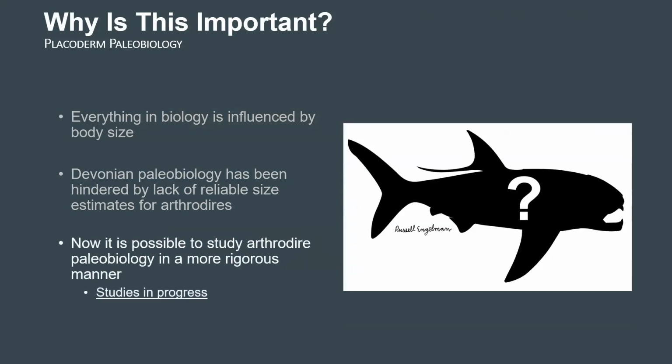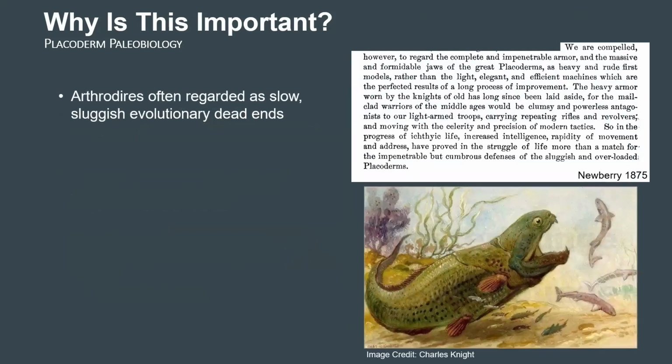And there's actually several studies hopefully building on this research that will be published in the coming years. Another thing is that Arthrodires often get this reputation of being slow, sluggish evolutionary dead ends. This is often due to the fact that they're very old, they're 306 million years old, and they have that dermal armor, which made people think that they're very sluggish, dull animals. This goes back to the very first description of Dunkleosteus, where Newberry has this blistering description of this group as just being a bunch of useless evolutionary dead ends.